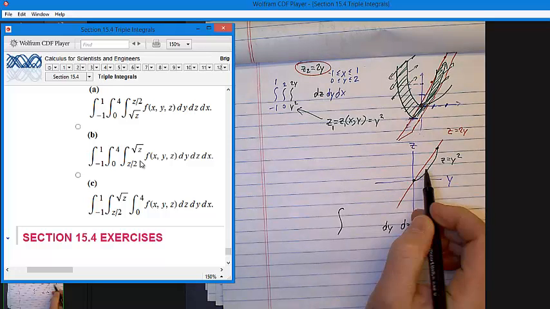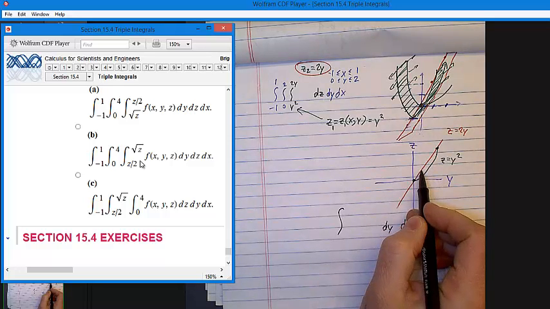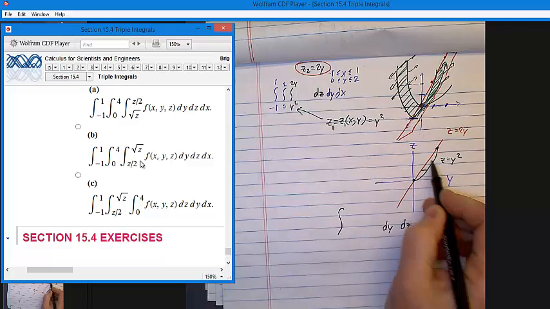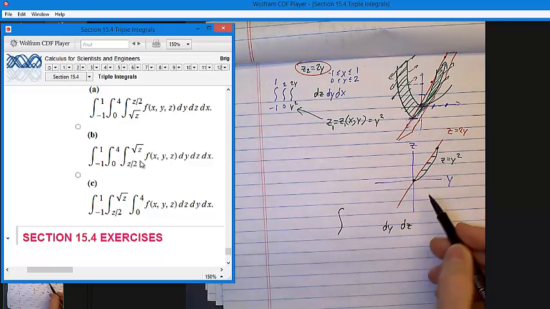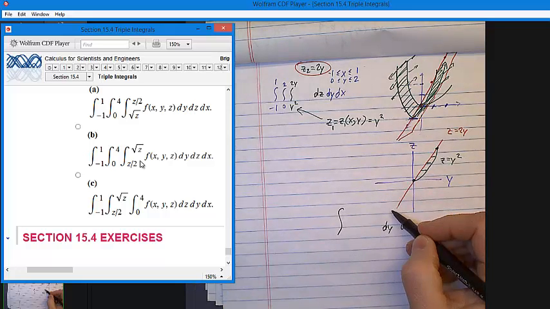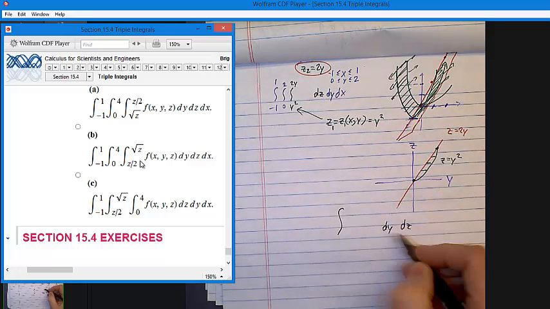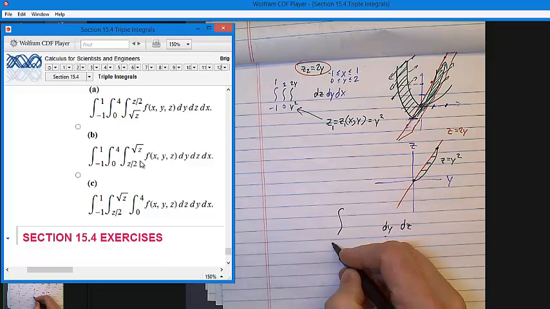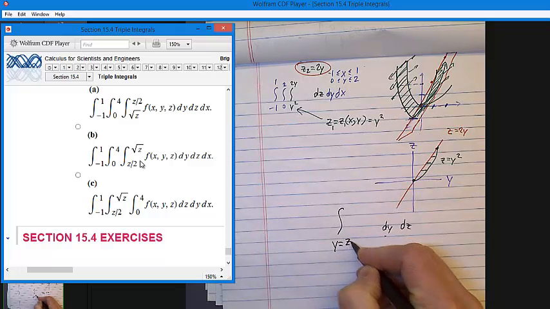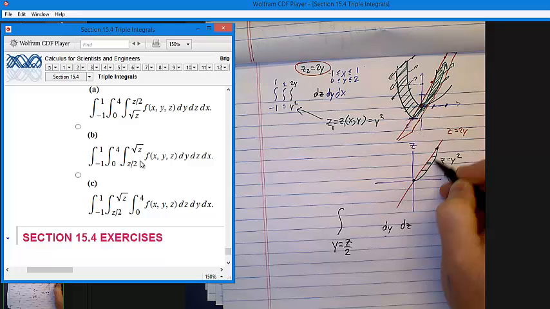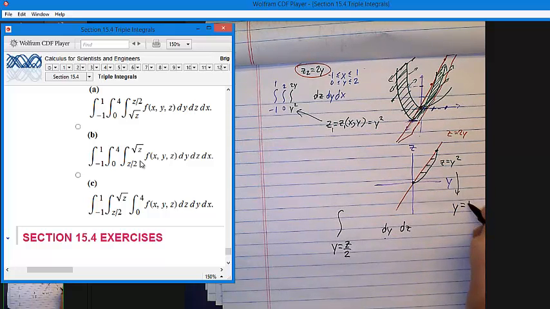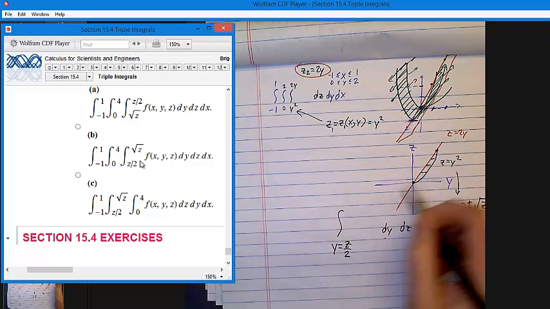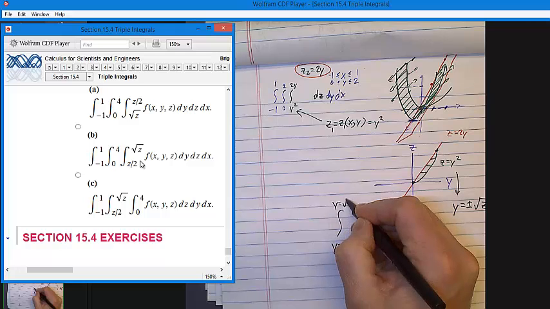And I like how Kathy said, well, which one? I always say top minus bottom. What do I say when it goes this direction? I say right minus left. And that's why this line will come on the bottom. What is that line? We want to write it as a function of y. So it's y equals z over 2. What is this curve? Well, if you solve that, you get y equals plus or minus the square root of z. But this is in quadrant 1, so it really is y equals the square root of z.